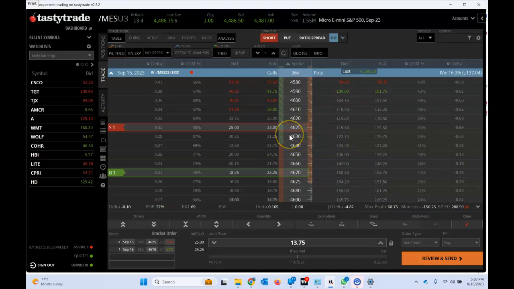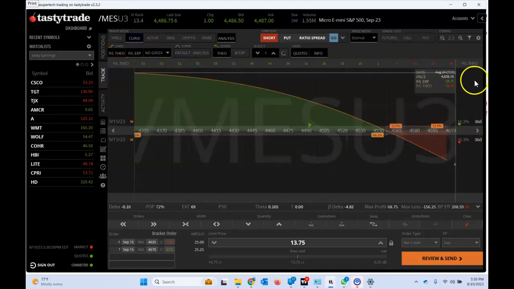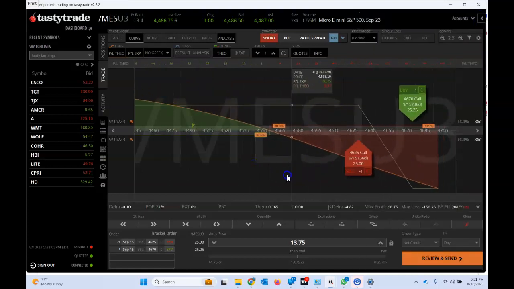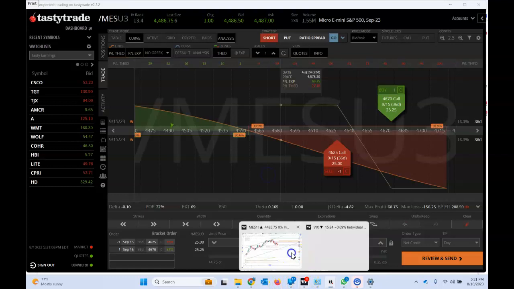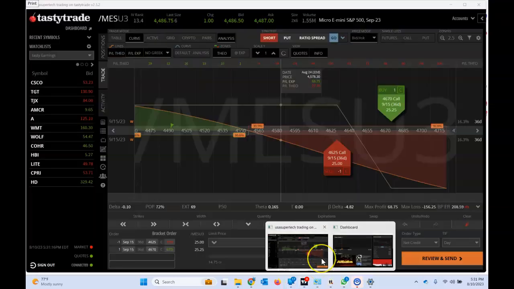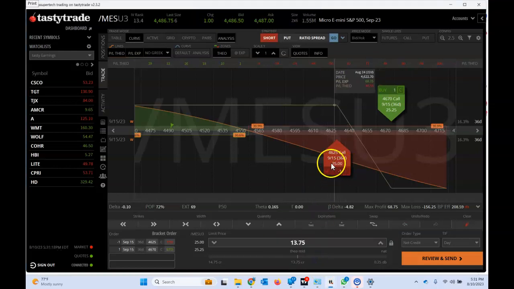Now, let's take a look and see what happens if price goes against me. Price goes against me with 22 days left. Let's take a look back at our line in the sand here. Our line in the sand is at 4560. At 4560, we're down a couple of bucks.